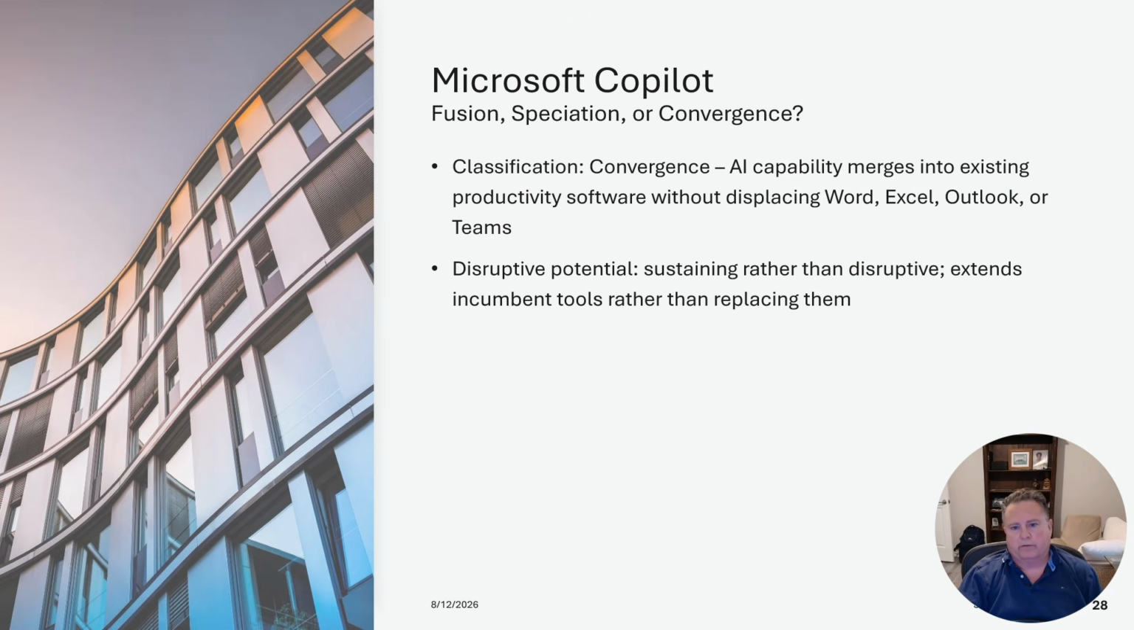Now, when looking at Microsoft Copilot, is this fusion, speciation, or convergence? We feel the classification is largely convergence. The AI capability merges into existing productivity software without displacing Word, Excel, Outlook, or Teams. The disruptive potential is sustaining rather than disruptive. It extends incumbent tools rather than replacing them.